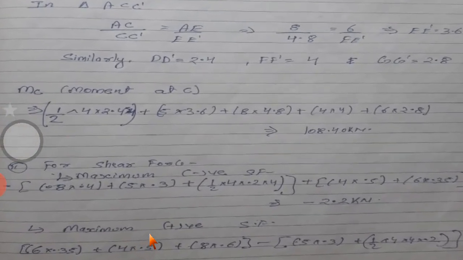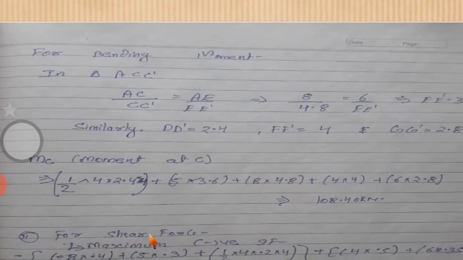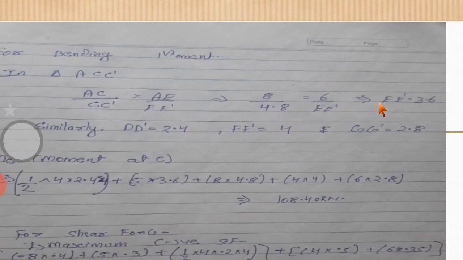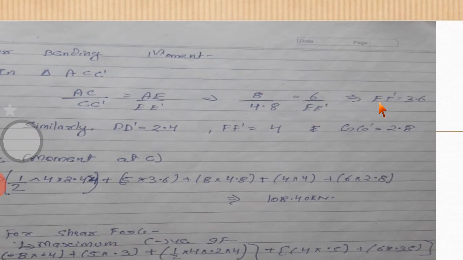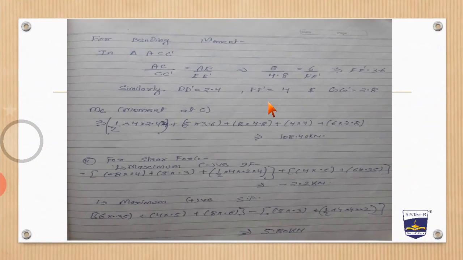Okay, now we will calculate ordinates for bending moment. We will take different triangles, both the triangles. In that diagram we will see that AC upon CC dash will be equal to AE upon EE dash, that will be equal to 8 upon 4.8 equals 6 upon EE dash. This will give you EE dash equals 3.6. Similarly, we will calculate the other ordinates. So we will get DD dash equals 2.4, FF dash equals 4, and GG dash equals 2.8.